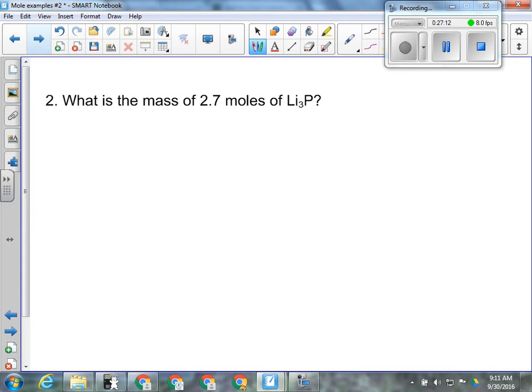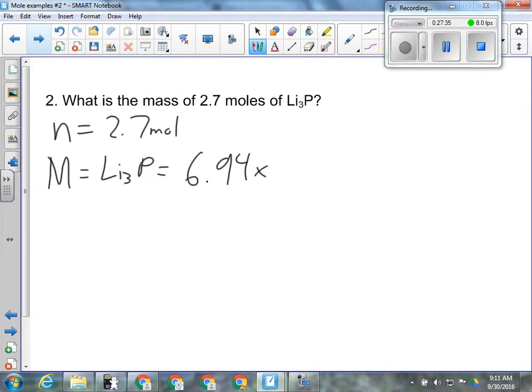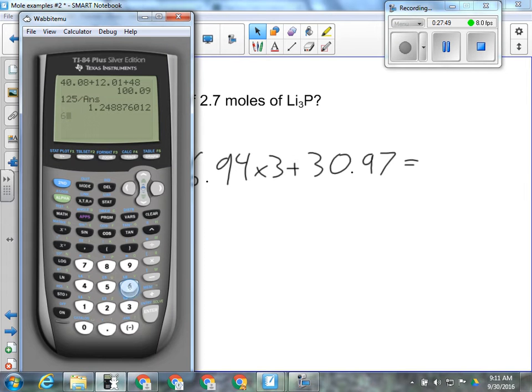Second way I can ask you a mole equation question is I give you the number of moles and ask you to calculate the mass. So in this question, they gave me N, the number of moles, 2.7 mole. Again, they told me the material and they gave me the formula, Li3P. So lithium is 6.94, and there are 3 of them, and phosphorus is 30.97, and there's only 1 of it. All right, 6.94 times 3 plus 30.97.